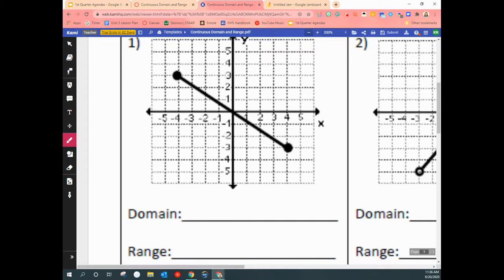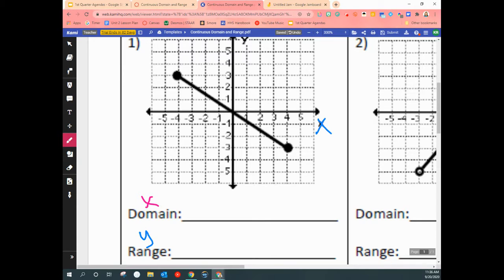When you're listing out your domain, remember, that's all your x values. And when you're listing out your range, you're looking for your y. We have to keep remembering that. When you list your domain, your x values, I really need to look from left to right. Isn't that where our x is? X goes from left to right here. So I need to know what's my very smallest x value and what's my largest x value.